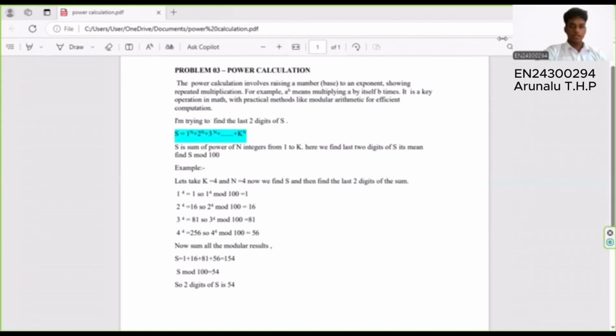Now adding these, we get S equals 154. Finally, S mod 100 equals 54. So the last two digits of S are 54. This shows how modular arithmetic makes working with large numbers easier.